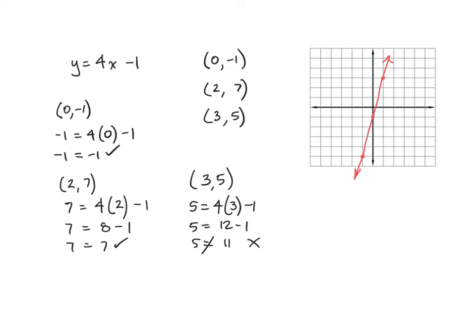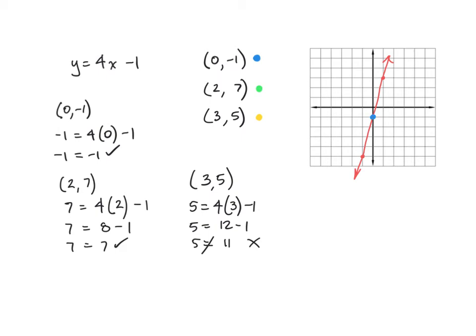So let's see what that looks like on our graph. So I'm going to graph, I'll put these in blue. Actually, I'll do different colors for each. So 0, -1 is going to be blue. 2, 7 is going to be green, and 3, 5 will be yellow. So 0, -1 is right here, right on our line.